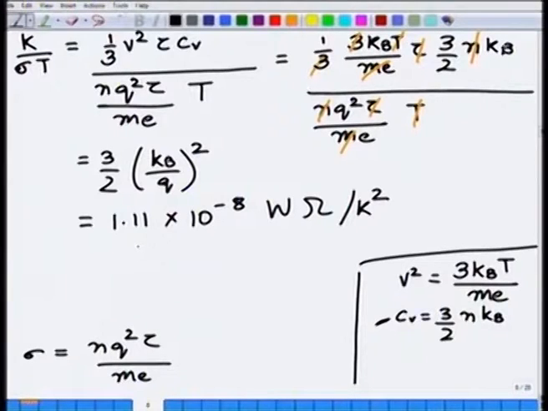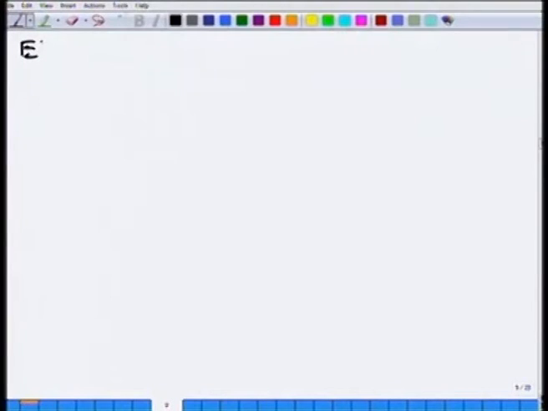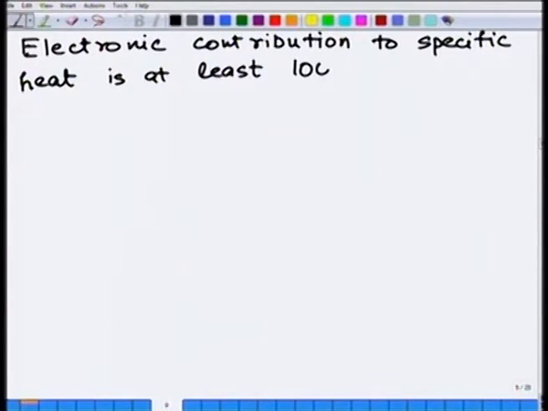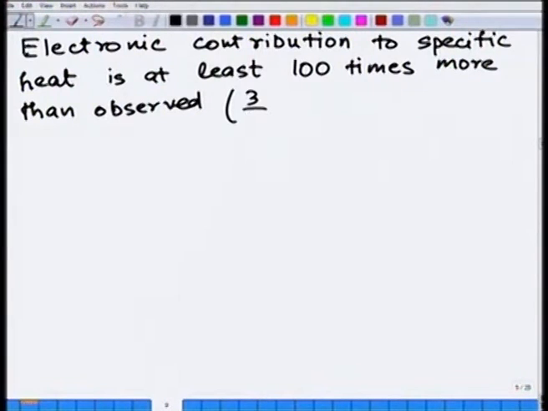The thing is this: what happened was that the electronic contribution to specific heat is at least 100 times more than observed. And what is the electronic contribution? Remember, 3 by 2 N K_B. This is the classical theory, and this is the contribution to specific heat, and this number is at least 100 times more than what the electronic contribution to specific heat actually is for any electron.